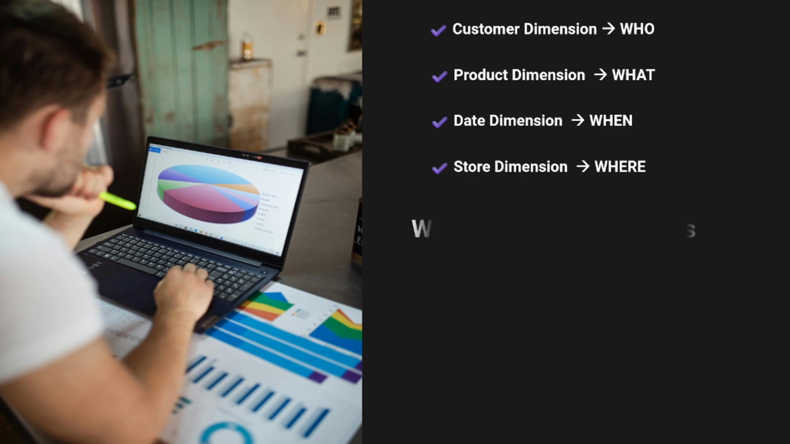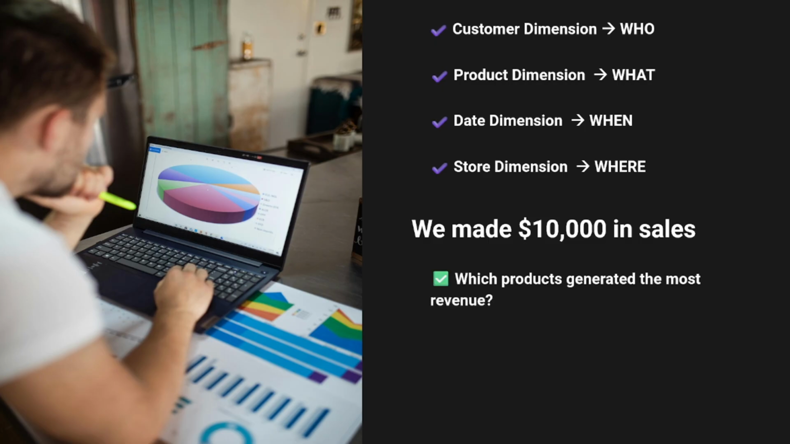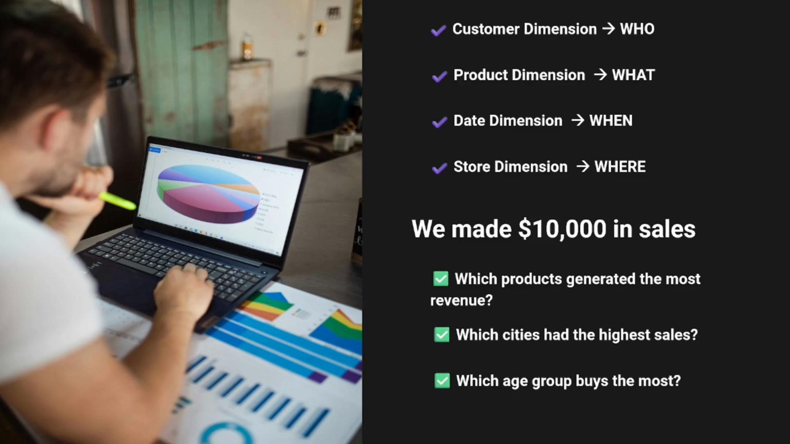So instead of just saying we made $10,000 in sales, you can now analyze which products generated the most revenue, which cities had the highest sales, which age group buys the most. And the best part? You can filter, group, and analyze this data however you like, instantly. This is why businesses use dimensional modeling. Without it, they'd be stuck manually crunching numbers from raw transaction logs.